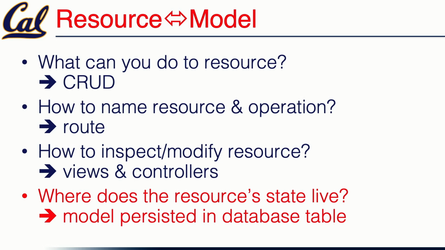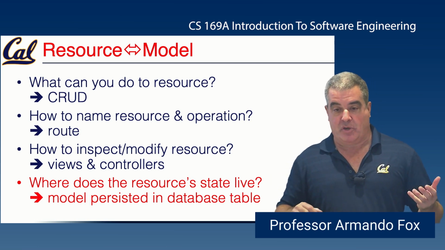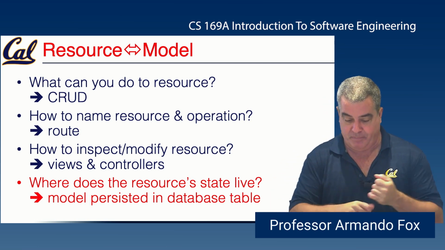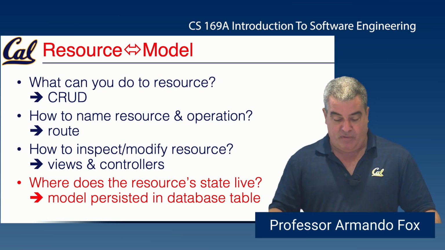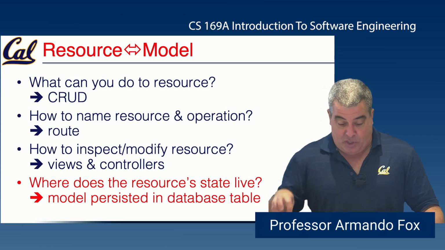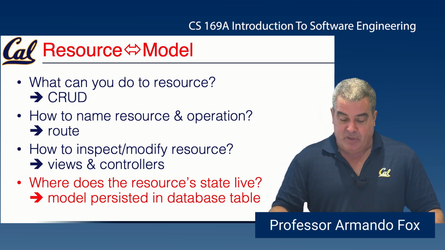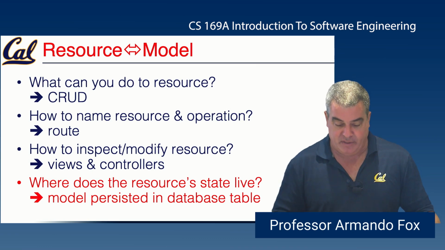How do you name resources and operations in a web app world? You have the idea of a route, and a RESTful route tries to sort of canonicalize the format of how you name a resource and how you name an operation, which HTTP methods are suitable for which operations, and so on. How does a web app built in Rails inspect or modify a resource? Well, in the Model View Controller design pattern, it's the controller's job to do all the mediation, and it's the view's job to present things to the user, broadly defined.